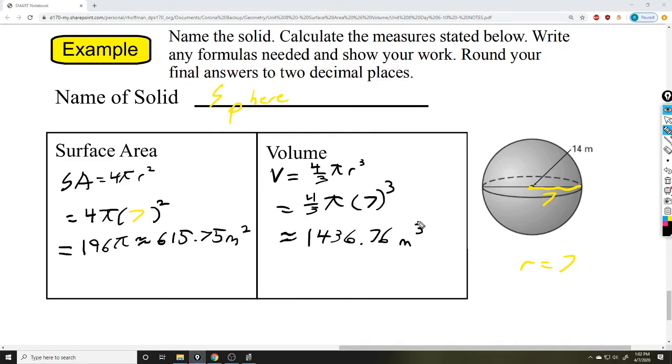So that's our process for finding surface area and volume of a sphere. The only thing you need to know is the radius. Once you got the radius, you can just plug it into the formula. That's all the notes I have for you for this week.